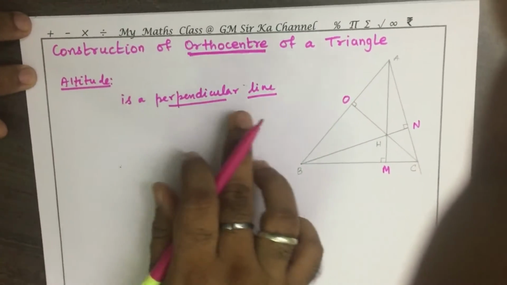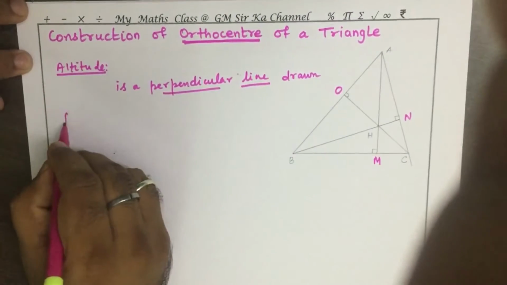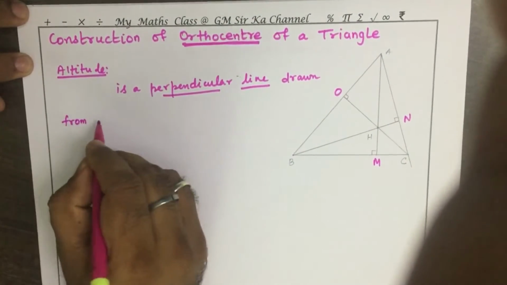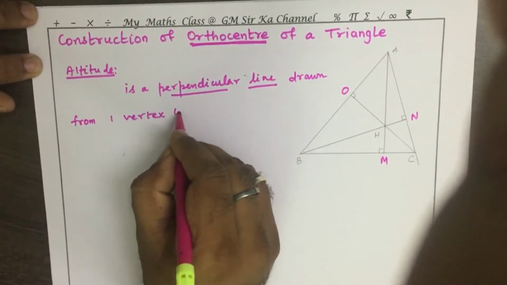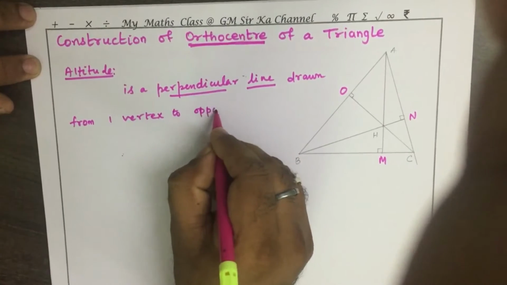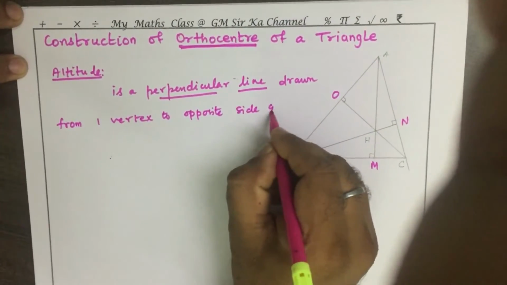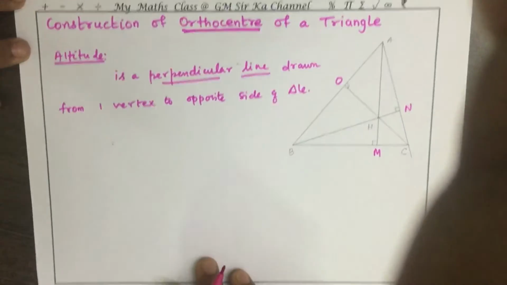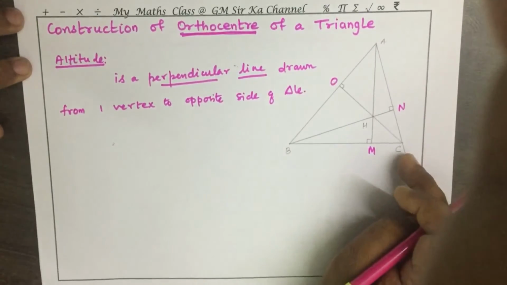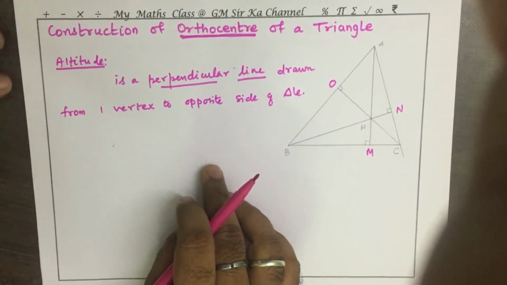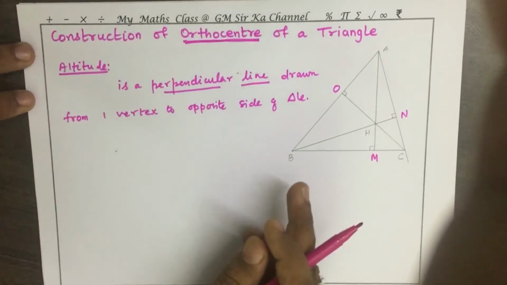So altitude is a perpendicular line drawn from one vertex to the opposite side of a triangle, and similarly we can draw three altitudes from each vertex to each side of the triangle. So that's it for the altitude.